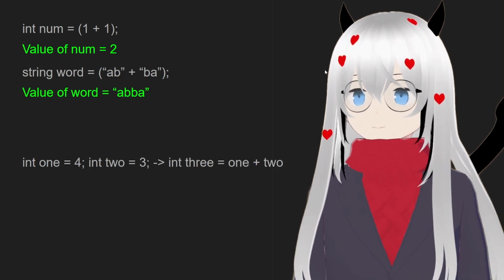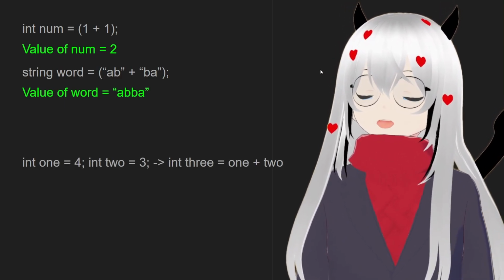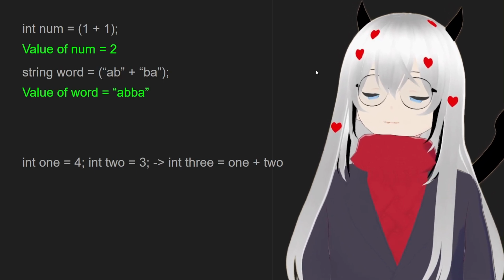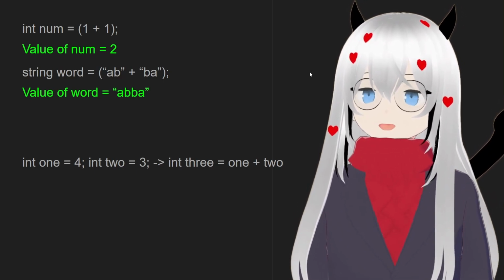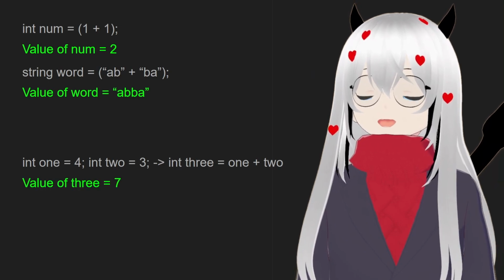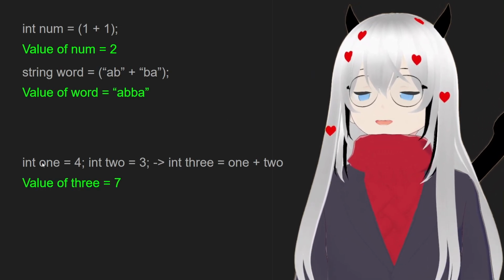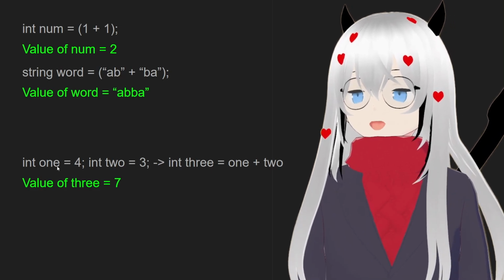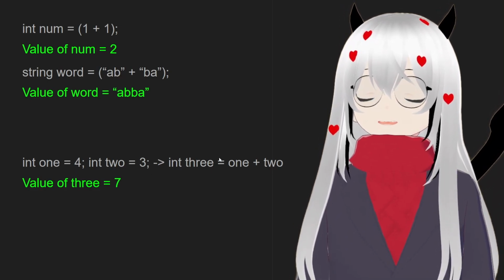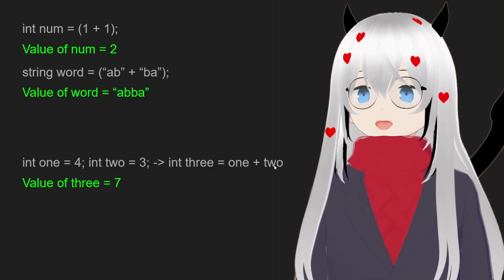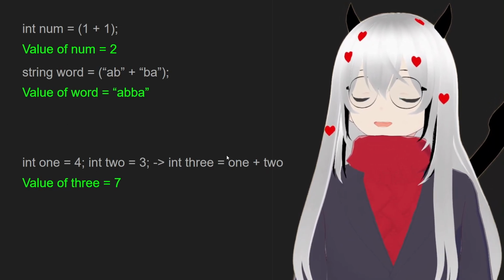Perfect. Beautiful. The next one is an integer named 1 that stores the value 4, an integer named 2 that stores the value 3, and what will be stored in the integer 3, which is equal to 1 plus 2. If you comment down below that the value of 3 would be 7, you would be correct. This shows that we're adding the two variables together by using their actual variable names, so it's transferable like that.